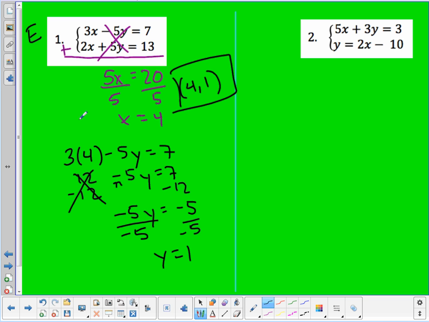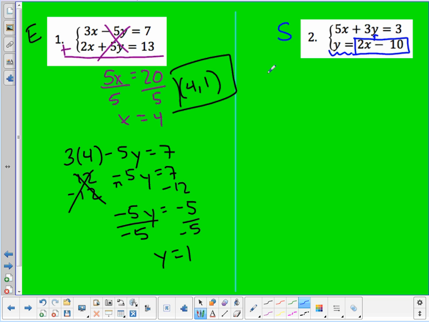If I look at number 2, now I have 5x plus 3y is equal to 3, and then the bottom equation looks like y equals 2x minus 10. Now the fact that I have that y equals right there tells me that I have a variable alone. Y has nothing else with it. So I can very easily use substitution and take that phrase that's equal to y and plug it in for y up above. So I'm using substitution here.